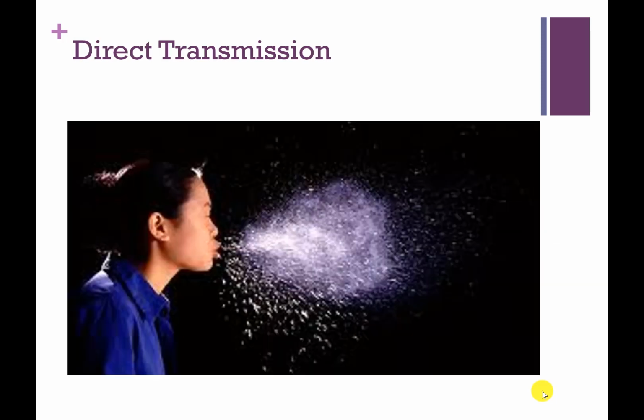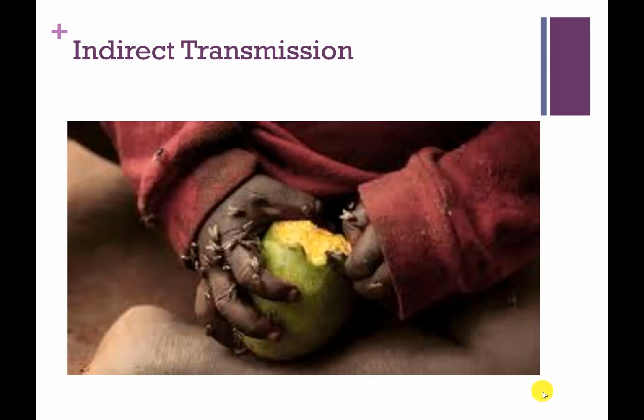Now, this is an example here of a direct transmission. So you can see this person is coughing. So through the air, bacteria will spread, okay? And through a portal of entry, they will infect another individual by breathing those droplets.